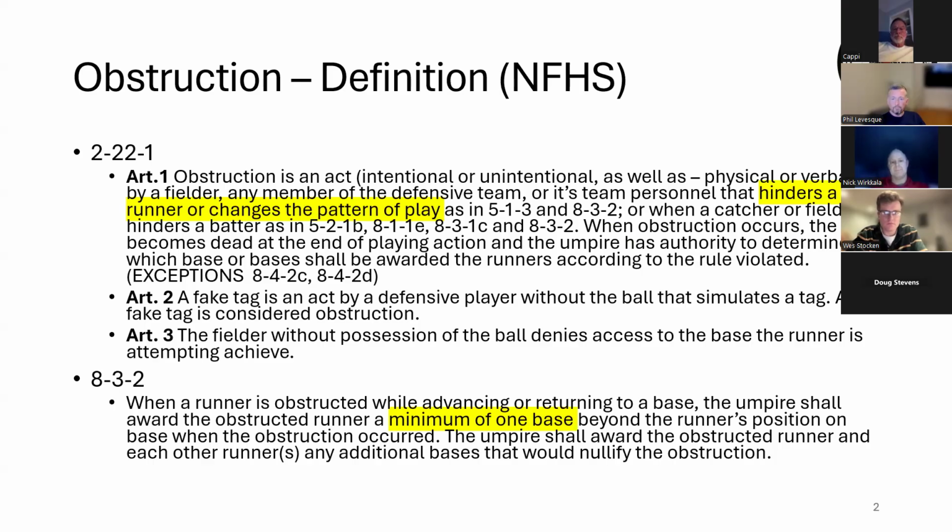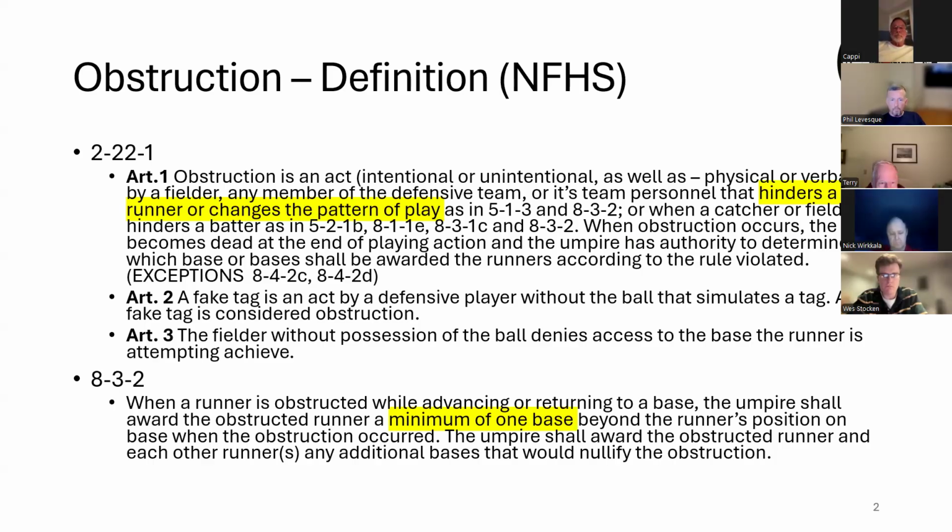Yep. Thanks. Hey, Phil, yeah. Article 3, interpret access to the base for me?